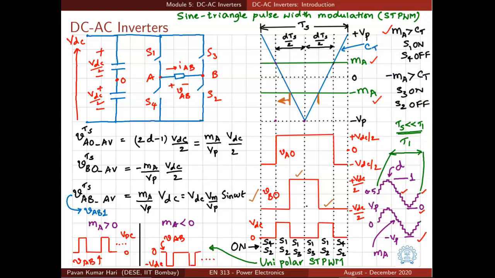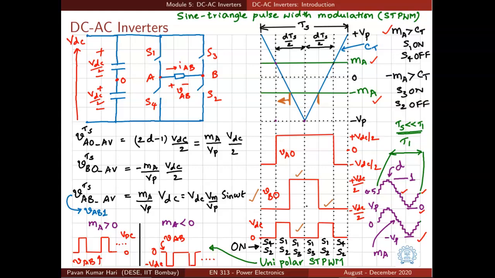And now what is the load voltage? Load voltage is VAB. And how does it look like? It looks like this third kind of waveform shown here. VAO minus VBO is VAB. And now look at the variation in VAB. It is varying between 0 and VDC only.